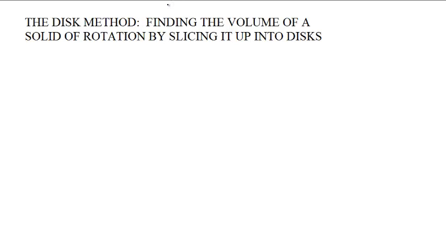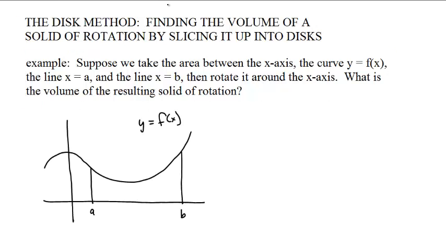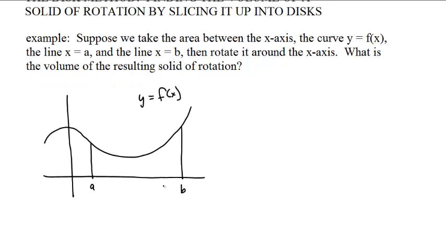Okay, now we're going to talk about the disk method. That is, finding the volume of a solid of rotation by slicing it up into disks. We'll use the most general example possible. Well, one of them. Suppose we take the area between the x-axis, the curve y equals f of x, the line x equals a, and the line x equals b, pink like that. We're talking about the area inside there, and we rotate it around the x-axis.